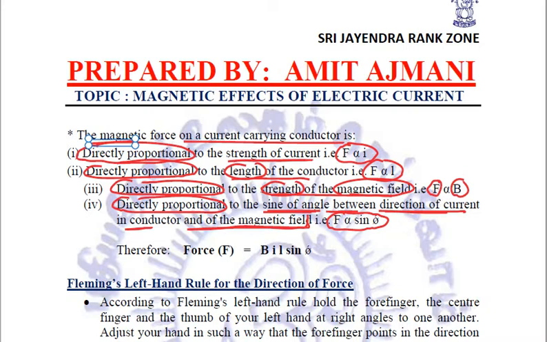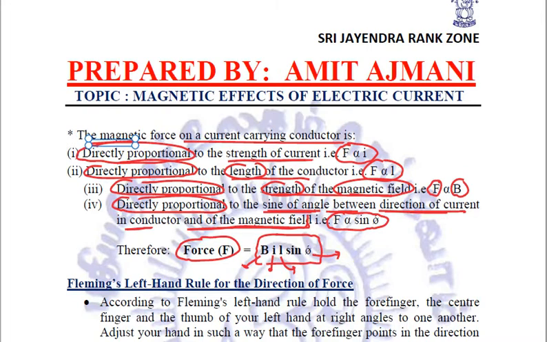So to conclude all these 4 points, we relate that the magnetic force on a current carrying conductor can be calculated by the formula F = B I L sin θ, where B is the magnetic field, I is the current, L is the length, and θ is the angle between the direction of current in the conductor and of the magnetic field.